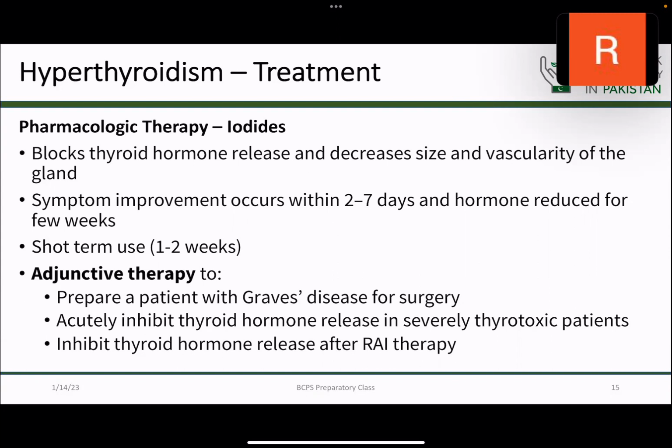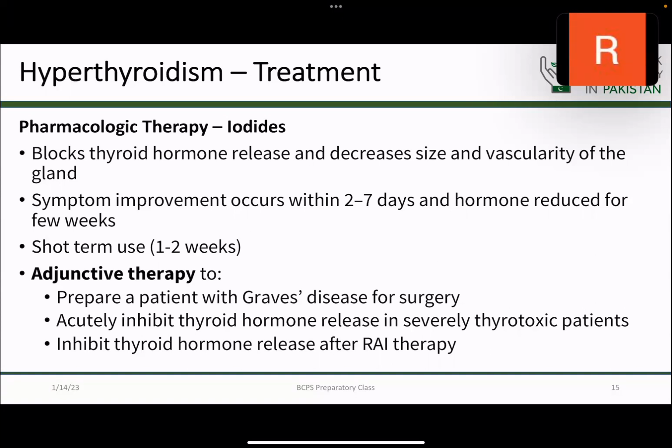So these iodides are used as adjunctive therapy. As I already said, these are not mainstream. They are used to prepare a patient for surgery. They are used to inhibit thyroid hormone release in severely thyrotoxic patients. And they are used to inhibit thyroid hormone release after radioactive iodine therapy as well.